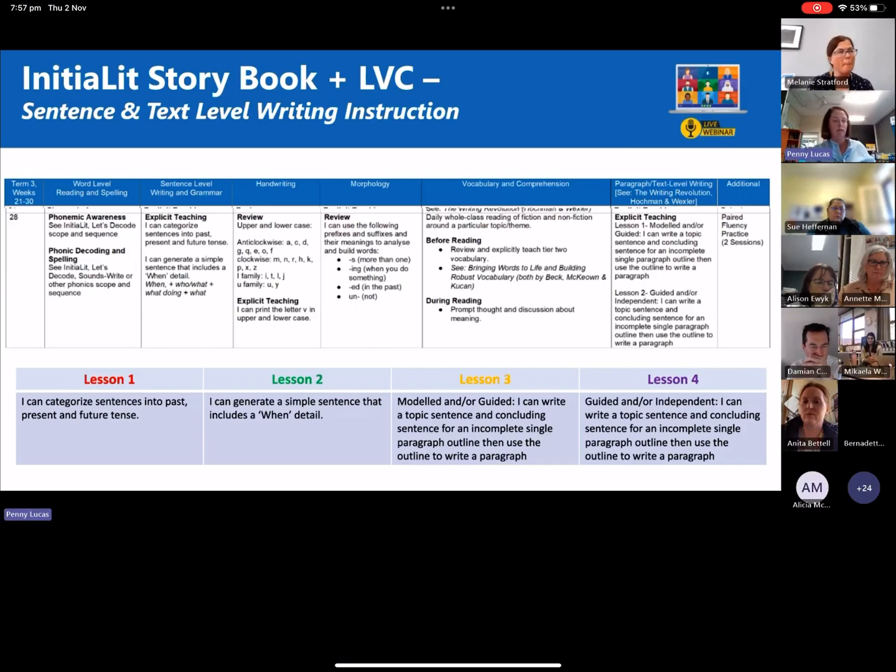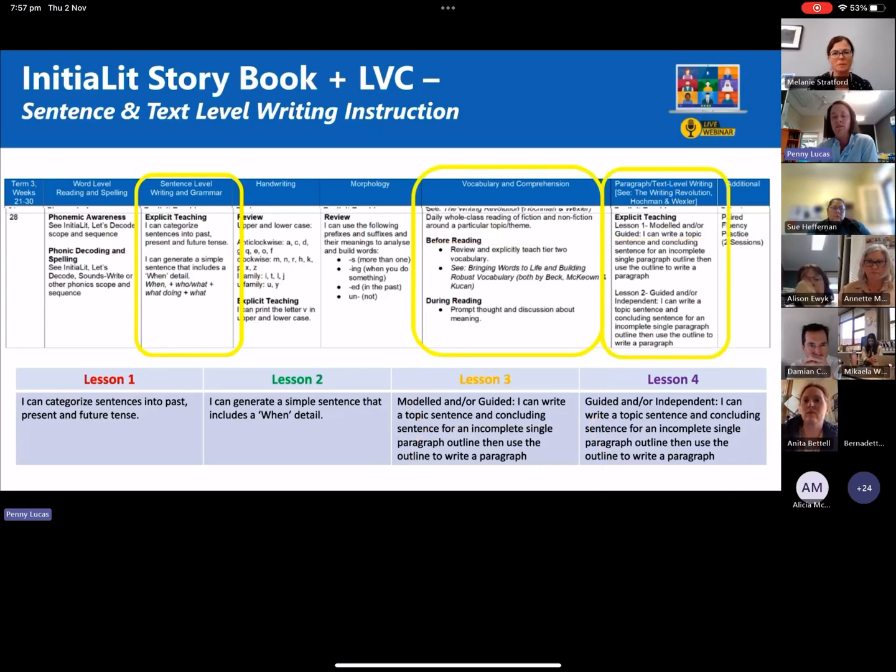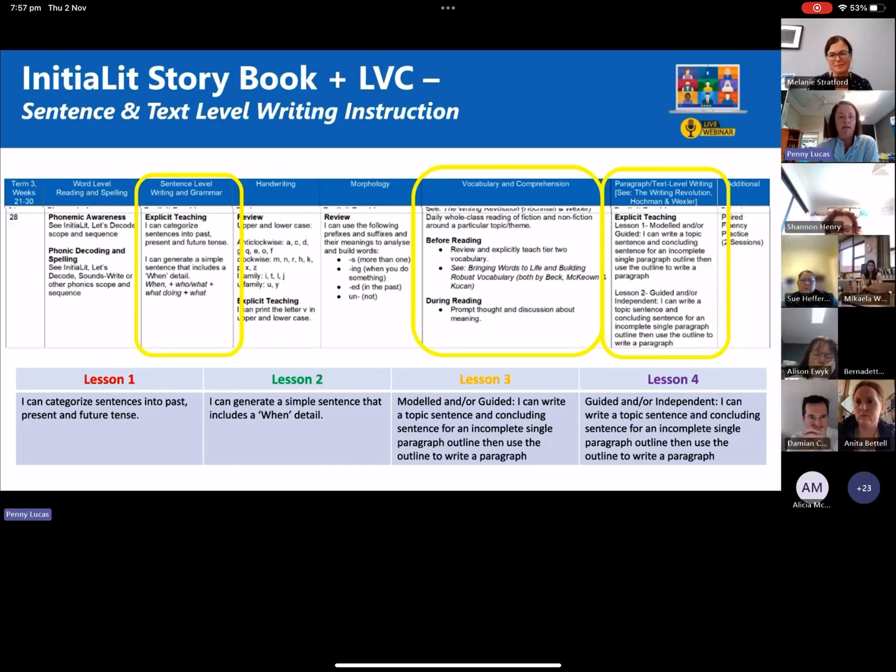Now, if we go back to this low variance curriculum, we're having a look here at the parts that are expected of us. So if we're looking at the writing instruction, we're looking at sentence level writing and grammar. We're looking at vocab and comprehension, and we're looking at this paragraph and text level writing. So they're the parts that are covered in my English block. And the vocab and comprehension, I do very much using the Initial Lit storybook, and I'm going to have a look at that a little bit later.